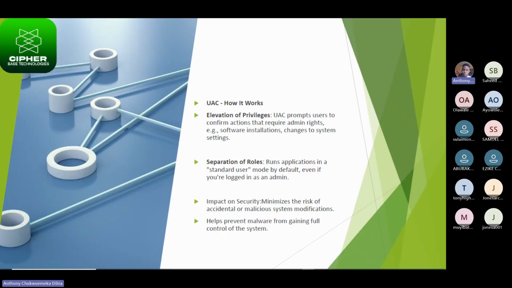Then how it works: elevation of privileges. UAC prompts users to confirm actions that require admin rights. Example, software installations, changes to settings. Now, as a guest user on a Windows operating system, there are some changes you might not be able to make to the operating system if you don't have administrator privileges. Now, we also have separation of roles.